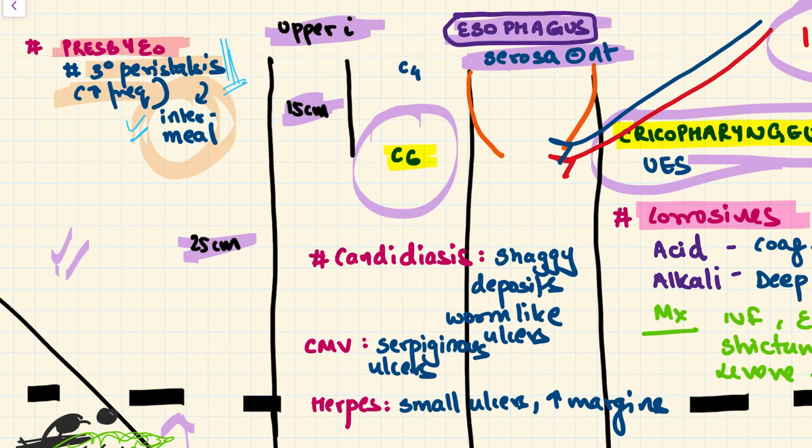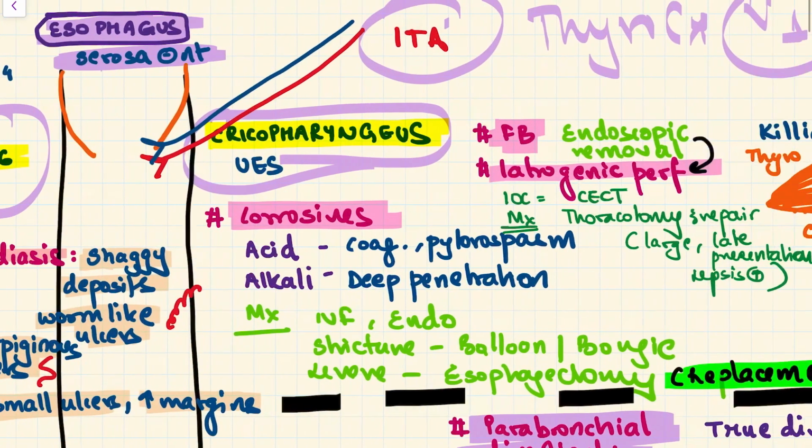Then some infectious condition. First is candidiasis. You just need to know the buzzwords here, right? In candidiasis, what we will find: shaggy deposits, right, and worm-like ulcers. CMV, there will be serpiginous ulcers, right? So worm-like ulcers will be candidiasis, and serpiginous ulcers will be associated with CMV. Then in herpes, right, there will be small ulcers, right, and the margins are raised in case of herpes, the margin of the ulcer, right?